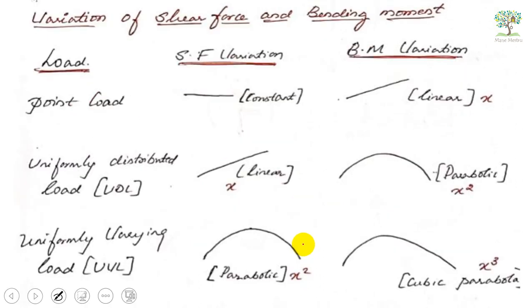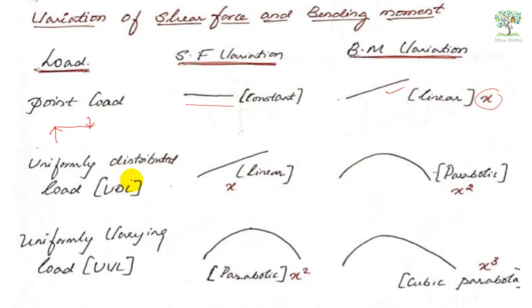Now let us discuss the variation of shear force and bending moment. How the shear force and bending moment will vary in between two points. Now I have taken here point loads, UDL and UVL, and how the variation you have to represent. Okay, in between two point loads, shear force will vary constantly. It will be a straight line and bending moment will vary linearly. Okay, the variation is linear variation.